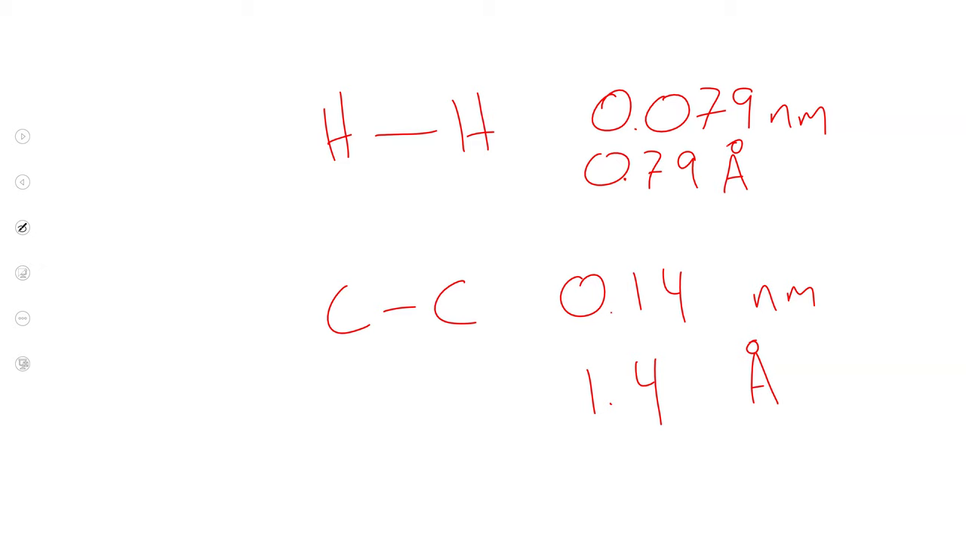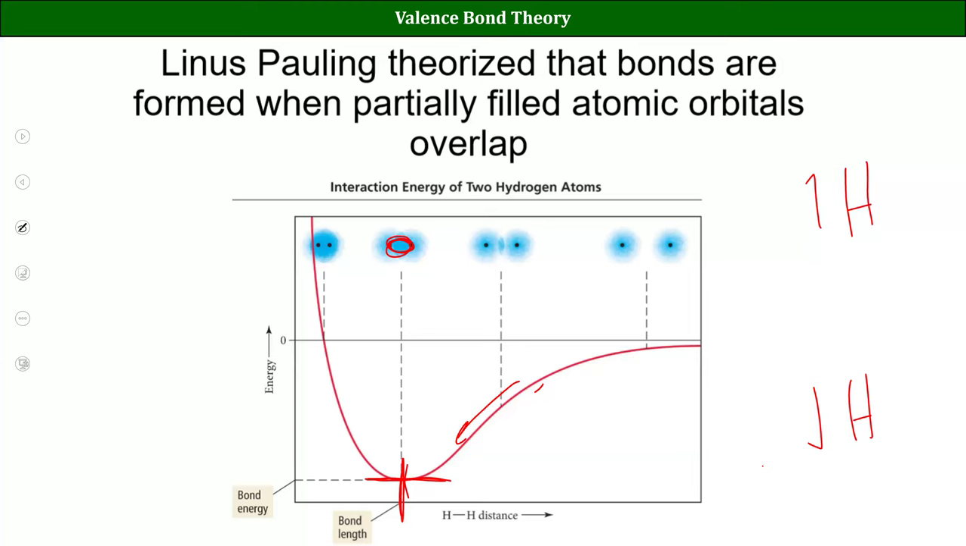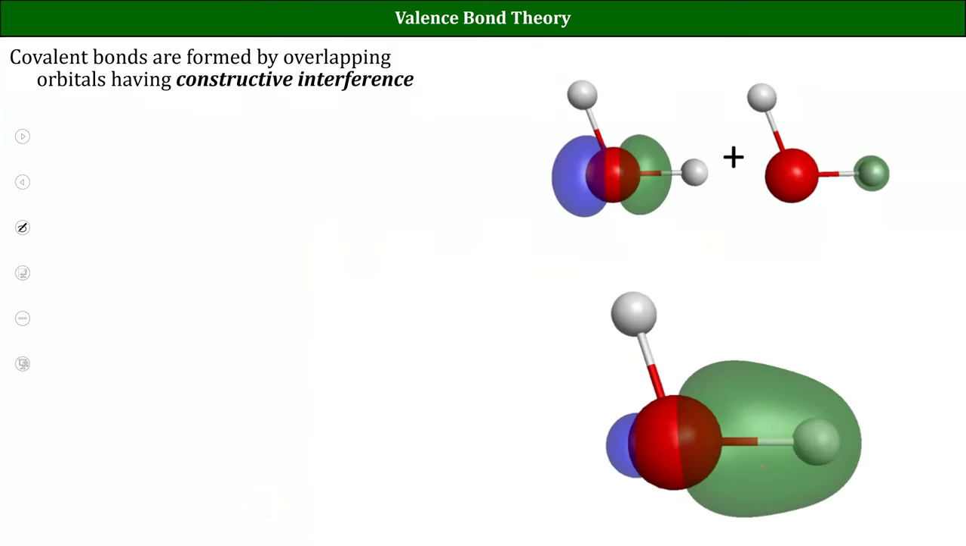I want to say occasionally you'll see it in picometers too, which is just 10 to the 3 times. So instead of saying 0.14 nanometers or 1.4 angstroms, you'll see 140 picometers. But again, that's not as kind to think about. Our brains like to work in numbers that are close to one. All right, so all that to say, Linus Pauling was cool. He figured this out before.